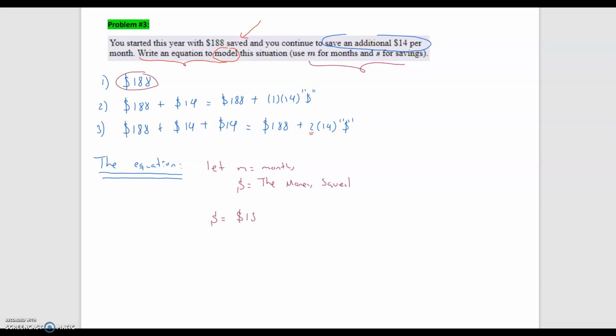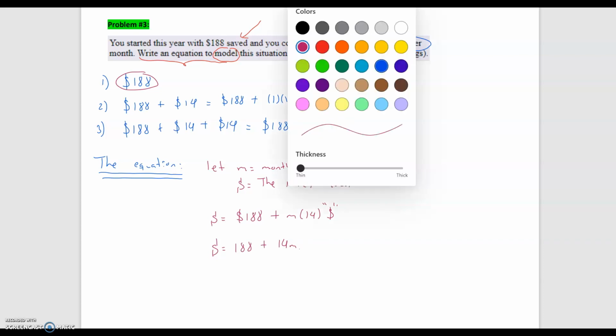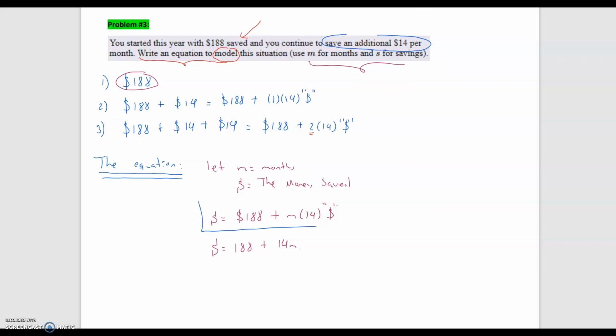So this will be 188 plus, and then we can rewrite it as M times the values of 14, and then we're including the units. Or if they just want the equation without units, this will be 188 plus 14M. Both of these would be fine. I'm adding the units on the previous one, but both of these are perfectly fine. And we are defining S as the total money saved in the account. That's actually it for 3.